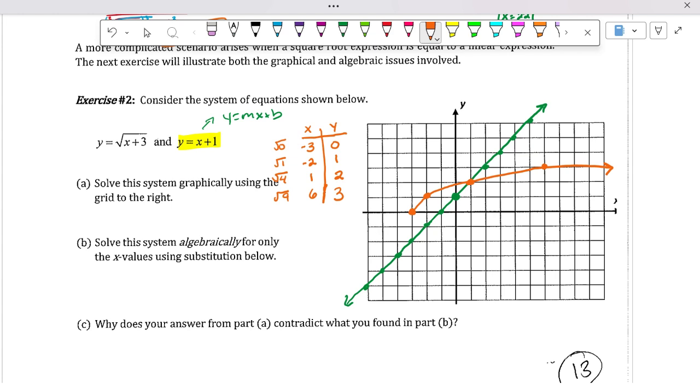So graphically, what's the answer? How do I know where my answer is to the system? If we're solving a system of equations graphically, what am I looking for as the answer? Where the two lines what? Intersect. So where they intersect at what point? 1, 2. That's the point of intersection. So if we solve this system graphically, the system is solved at the point 1, 2.